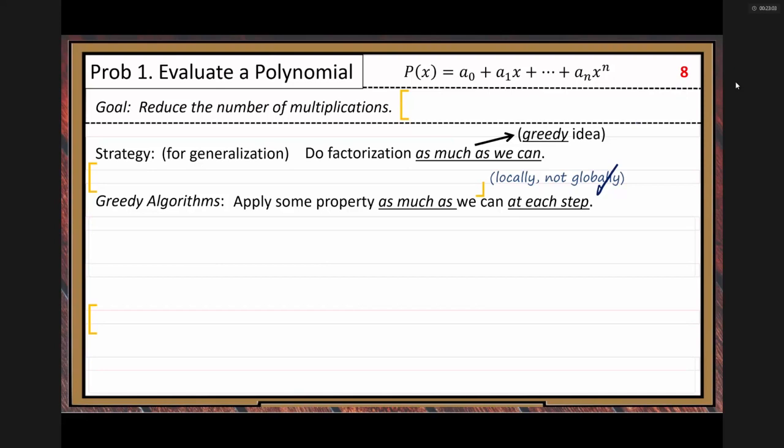That's the global. You cover all the steps in this algorithm. That's globally. But for greedy algorithm, we only apply the greedy strategy locally, not globally. So that's the main property of this greedy algorithm. You may ask me why we do not apply greedy strategy globally, not locally.